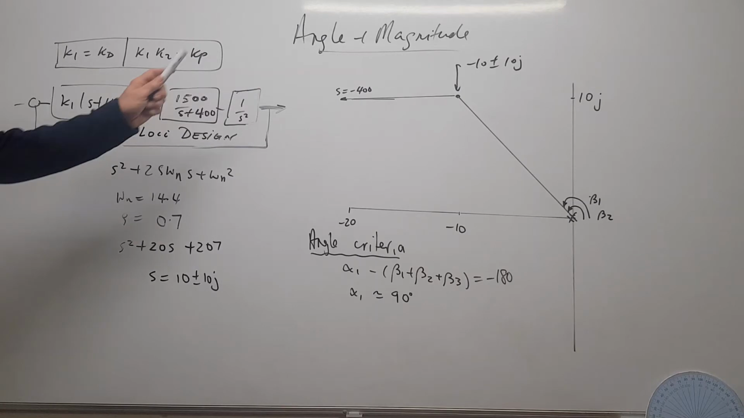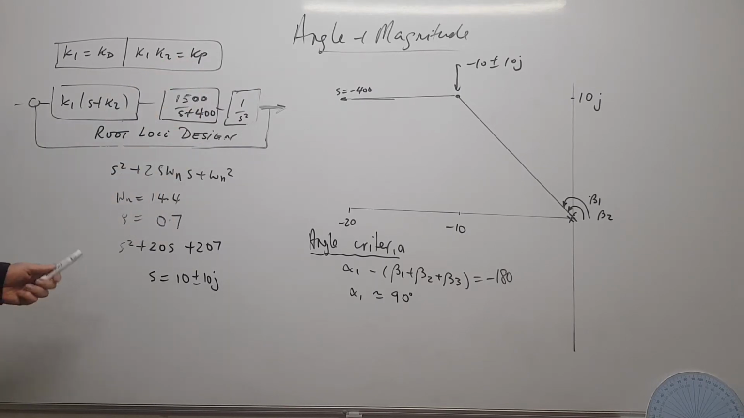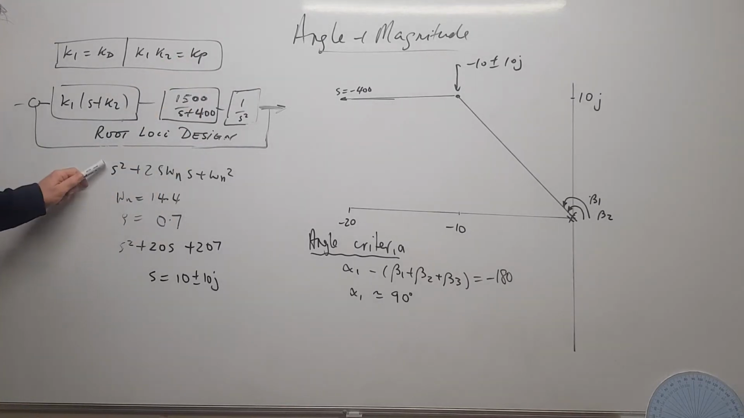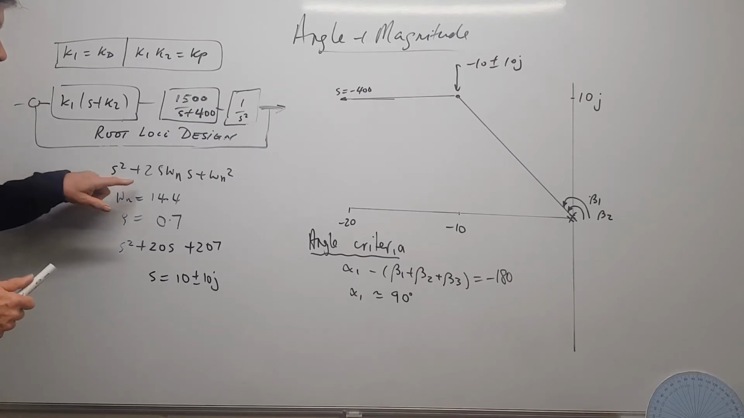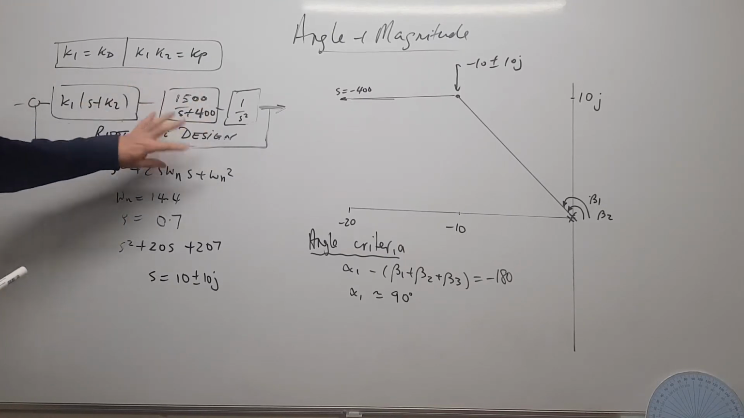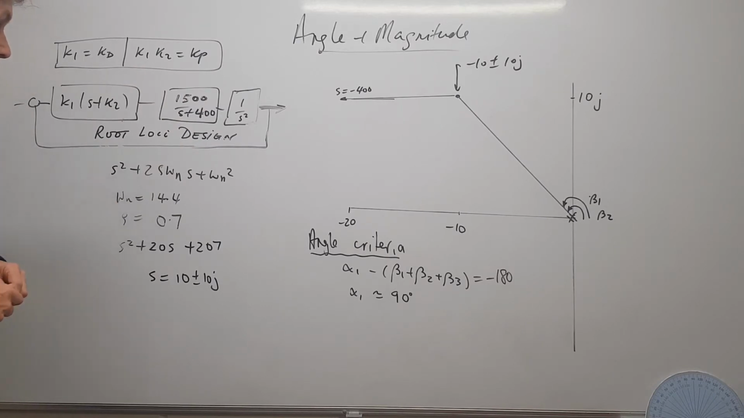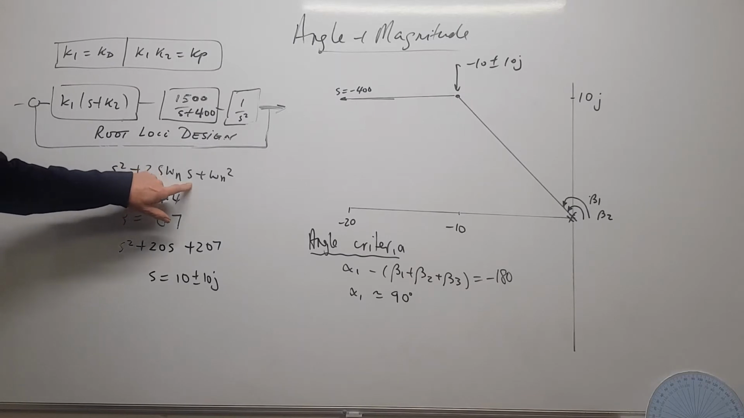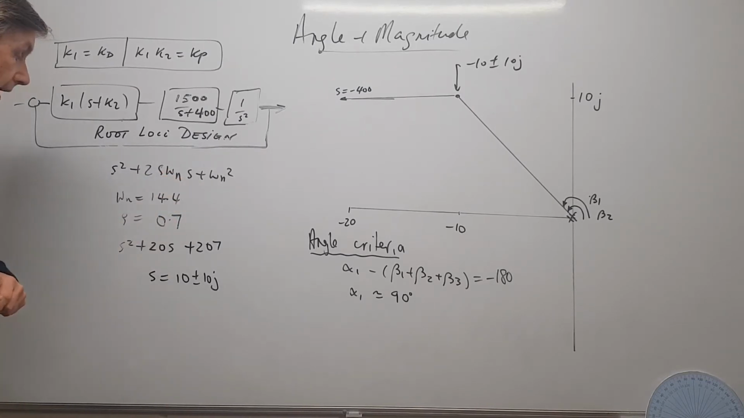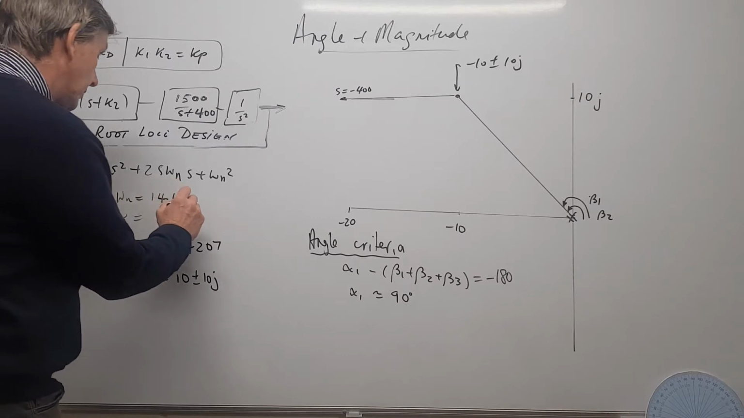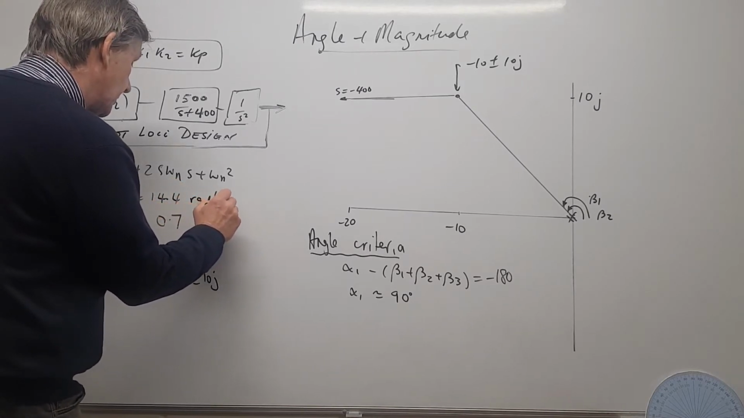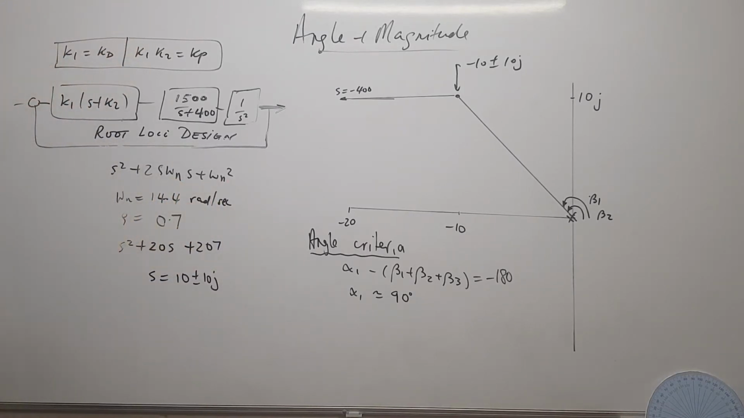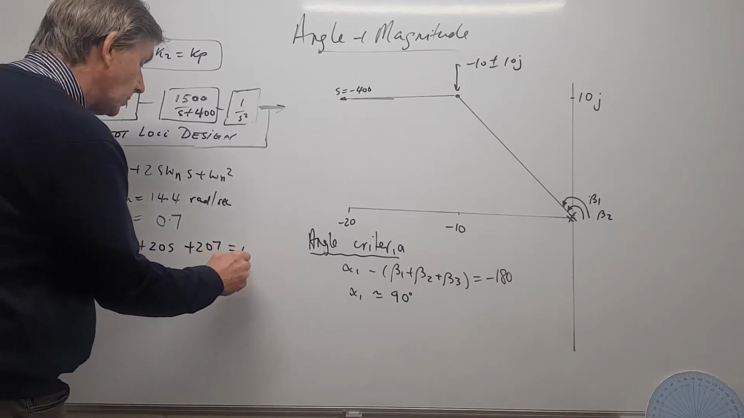So if we start plotting our root loci, before we really start that, we need to get our design conditions. We need the dominant complex conjugate roots of this system to have certain properties. This is modelled by the s squared plus 2 zeta omega n s plus omega n squared equation. And we're going to choose omega n as 14.4 radians per second and damping of 0.7. And if I put these numbers in here, this gives me s squared plus 20s plus 207 equals 0.